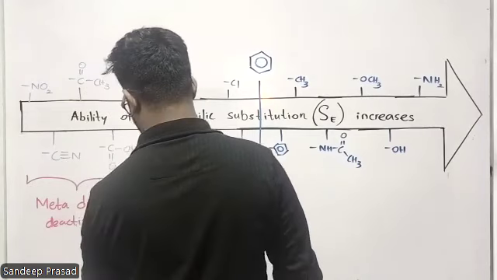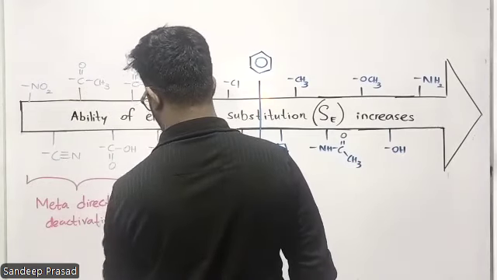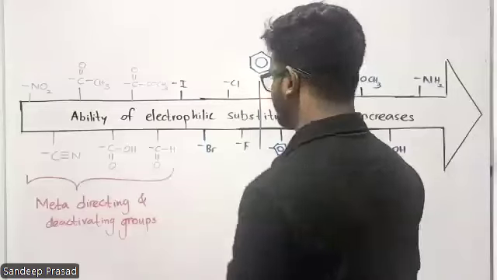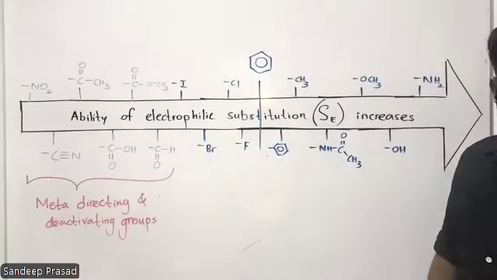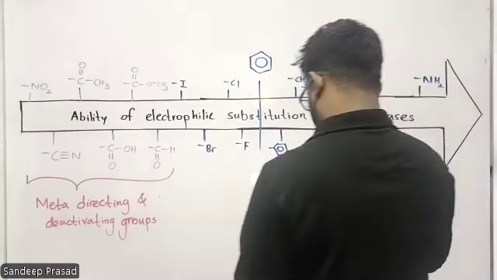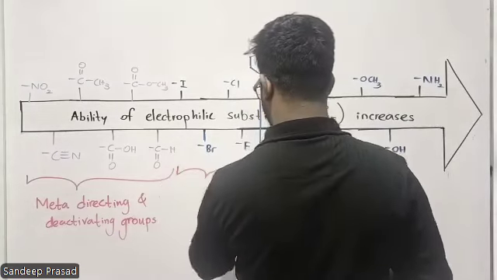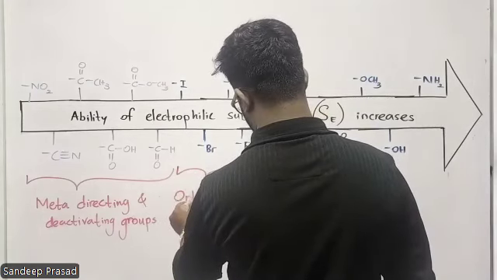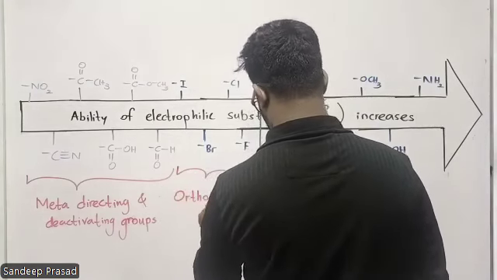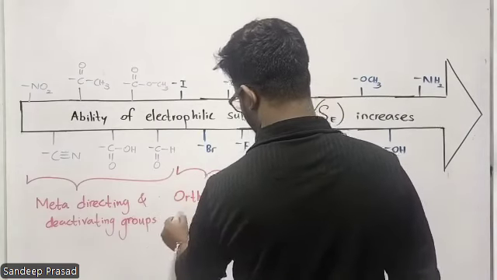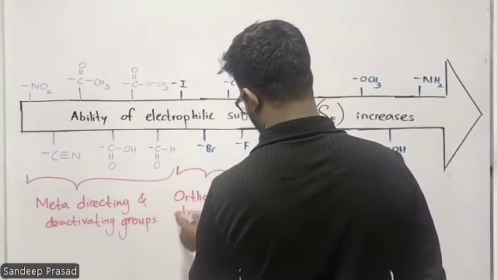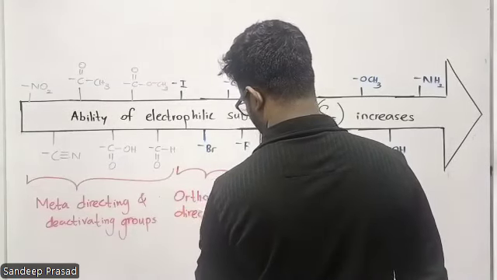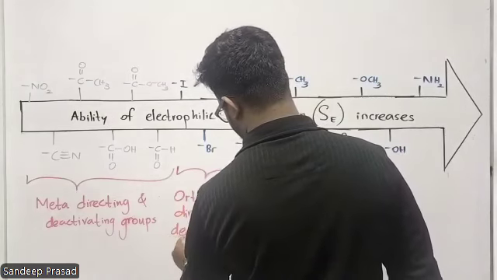Meta directing and deactivating groups. Therefore, they have less tendency to do the electrophilic substitution reactions. Okay. These halogens actually can categorize like this. They are ortho para directing, right? But the interesting thing is, they are also deactivating groups.